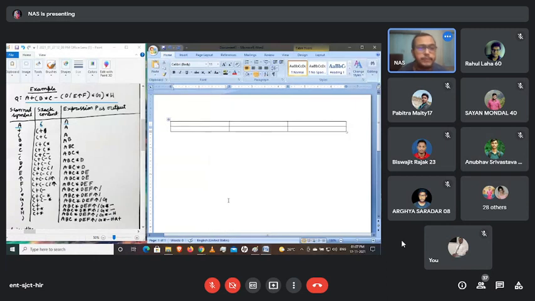So this is our scan symbol. Okay, this is our stack content, and this is our P output.